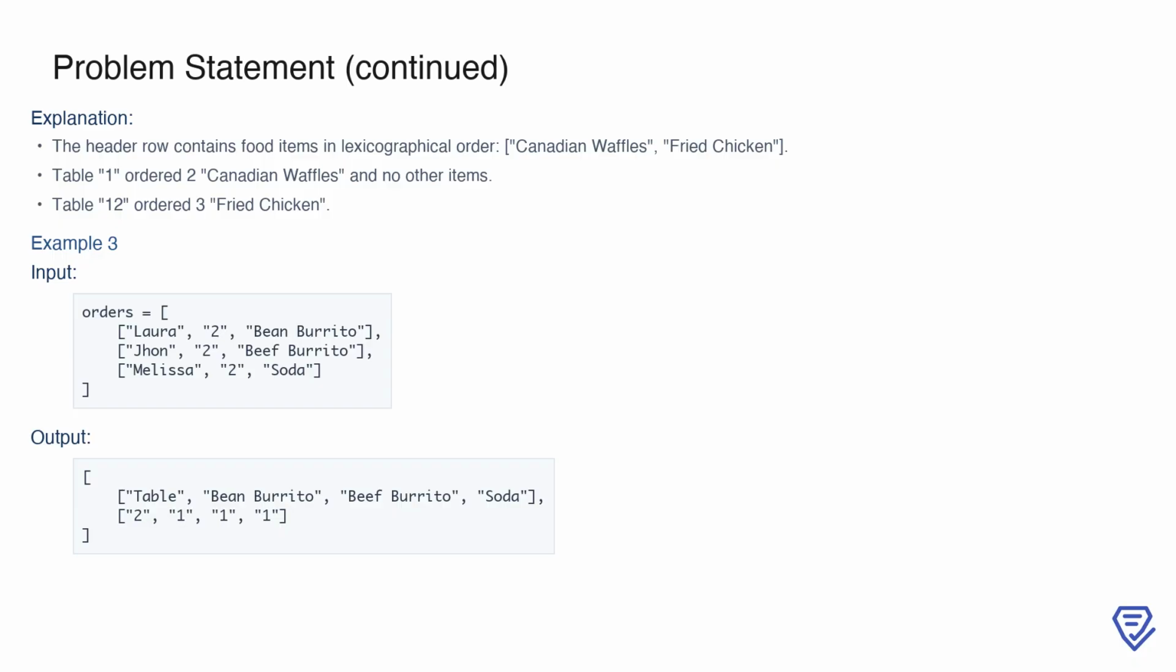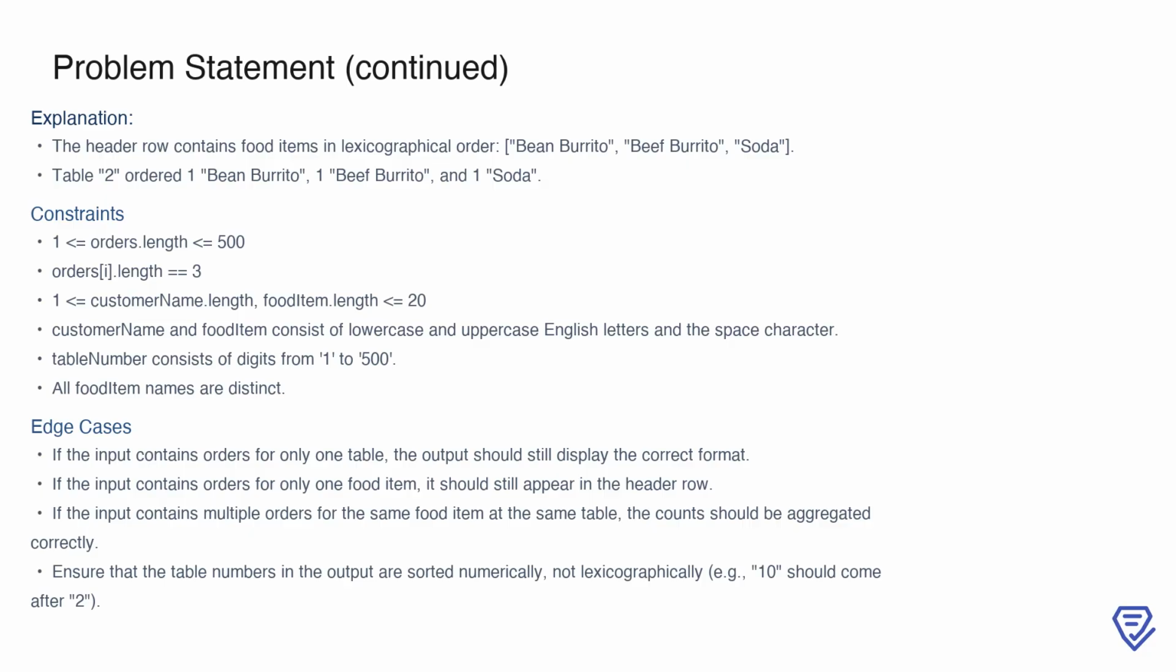This demonstrates how the display table adjusts to the specific set of food items and table numbers present in the orders. Finally, let's look at a simpler case where all orders are placed at a single table. For instance, table 2 receives 1 order each for bean burrito, beef burrito, and soda. The header row in this case will list these items in lexicographical order: bean burrito, beef burrito, and soda. Since there's only one table, the second row in the output will represent table 2 with the counts of each item listed in the same order as the header. That row will read 2, 1, 1, 1. This example highlights how the solution handles minimal input while maintaining the required format.